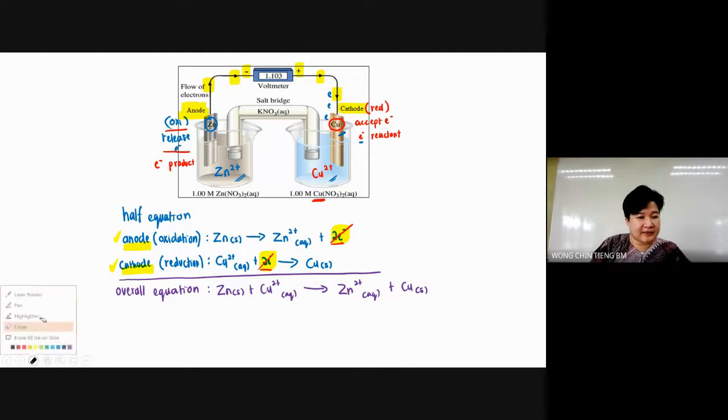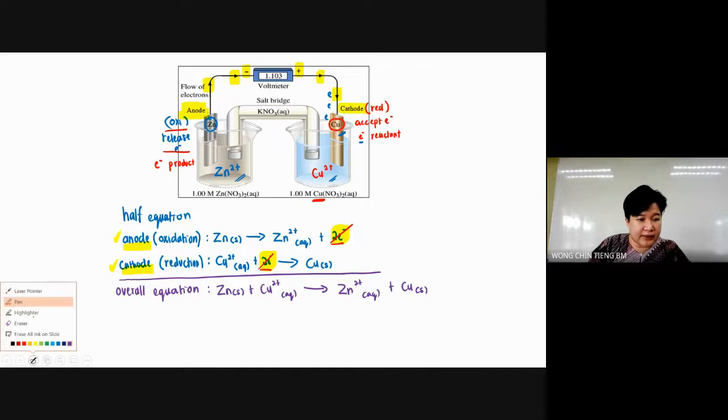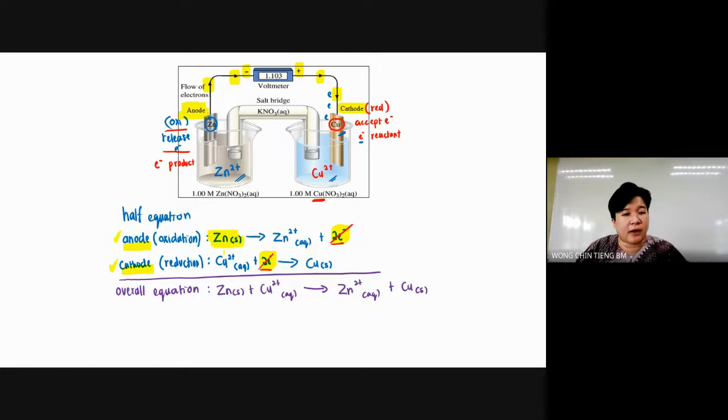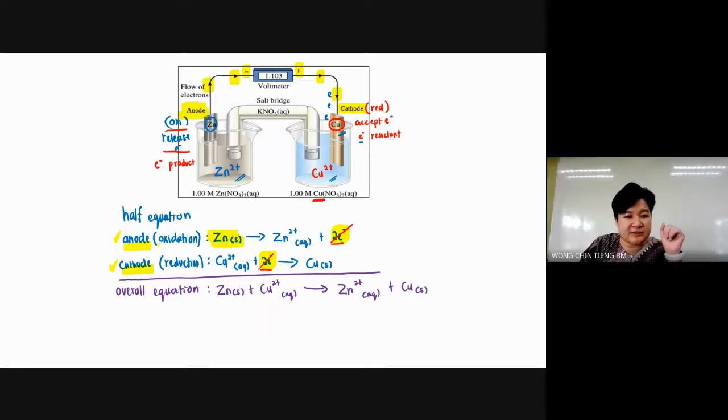Okay, next. What are we going to move on next? Adalah your oxidizing agent and reducing agent. For my zinc over here, Zn solid. Okay, my question. My Zn solid over here is an oxidizing agent or reducing agent? Reducing agent. Reducing agent is the one that undergo oxidation.